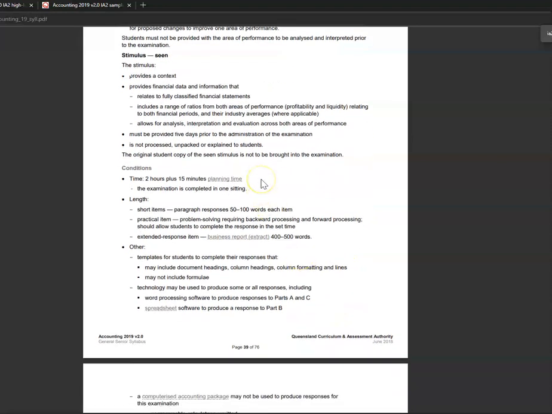The conditions: time will be 2 hours 15 minutes, or 2 hours plus 15 minutes planning time, and it's to be completed in one sitting. For the practical item, you'll be using Excel, and you'll be given an Excel template for that.